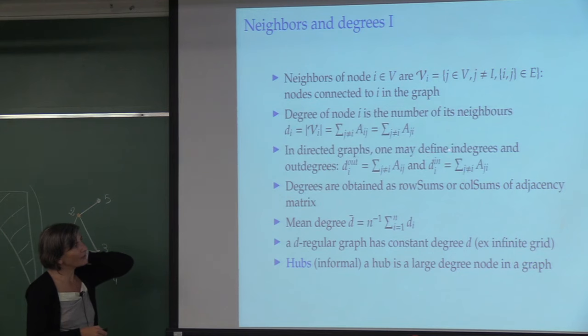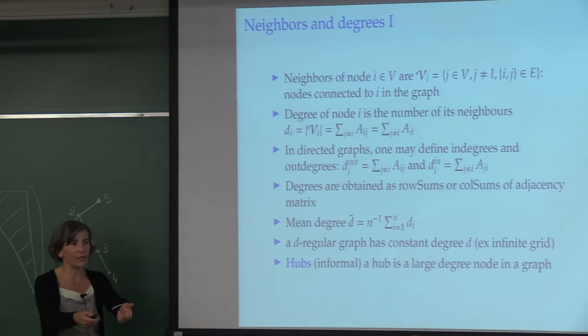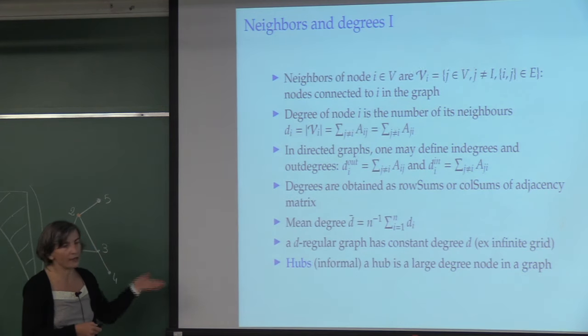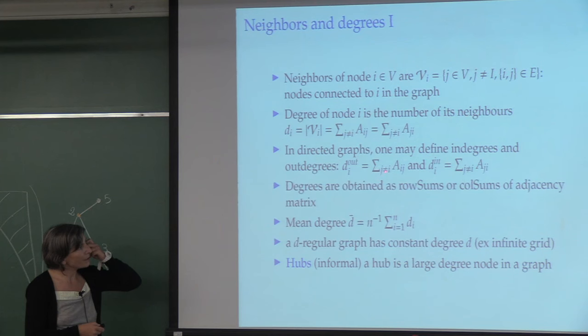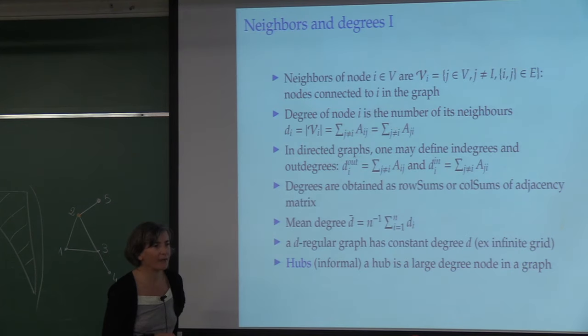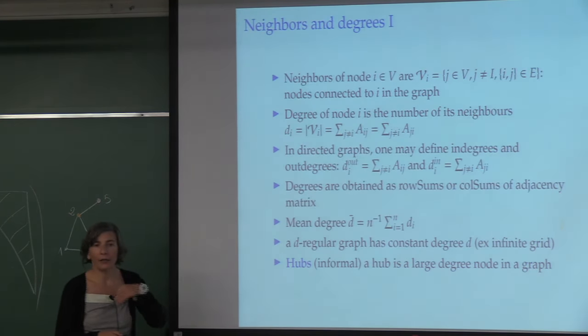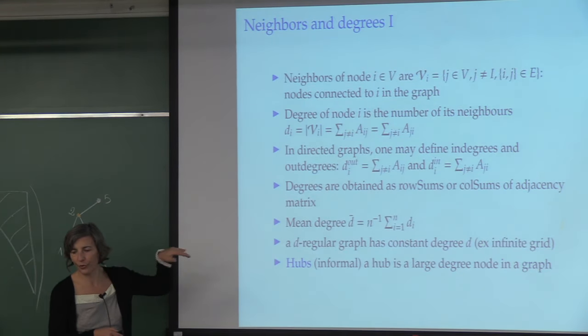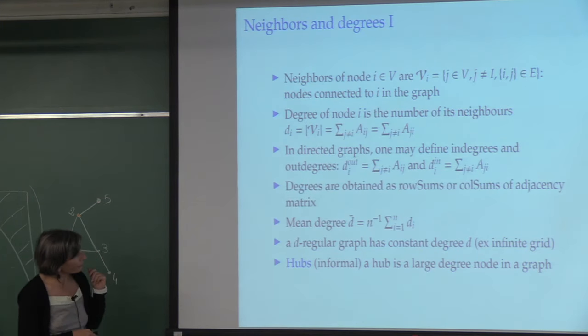In directed graphs, you can define in-degrees and out-degrees. In-degrees are the number of links that are coming to you, and out-degrees are the number of links that are going from you, okay? And in this case, it's not the same as in the previous one. The out-degree is the sum over the row in the adjacency matrix, while the in-degree is the sum over the column in the adjacency matrix. Is this correct? No, I think I have a typo. I need to correct that. So I'll give you all the slides, but I need to correct it. The idea is that for the in-degree, you sum the column, and for the out-degree, you sum the row. Degrees are obtained as row sums or column sums of adjacency matrices.